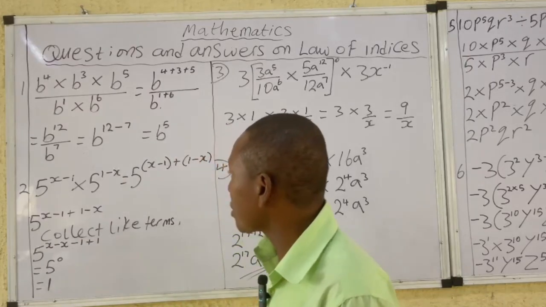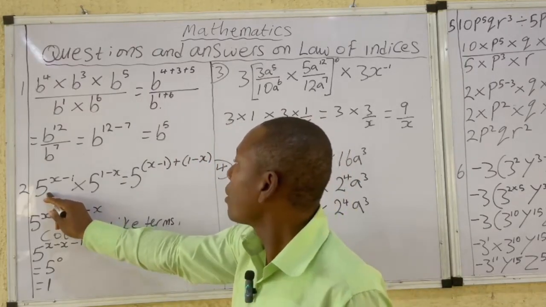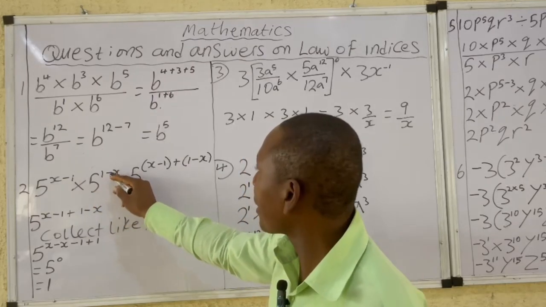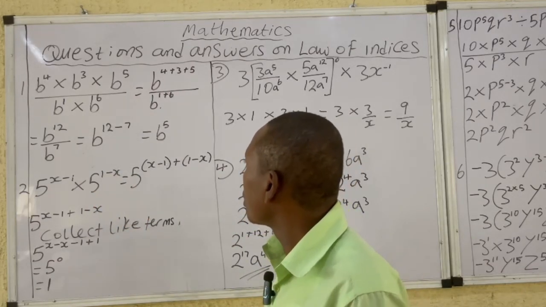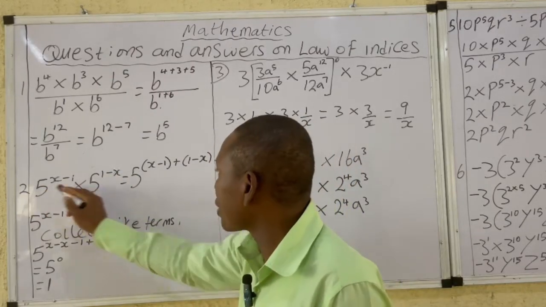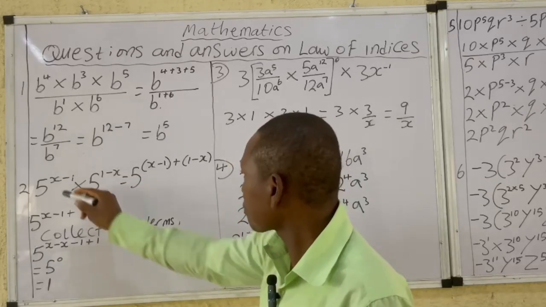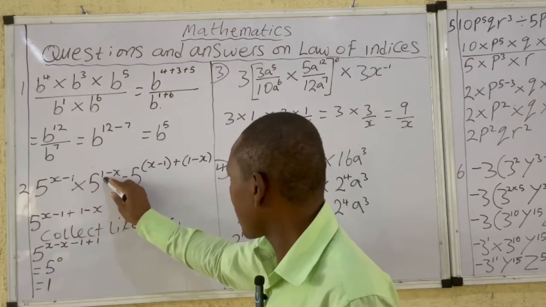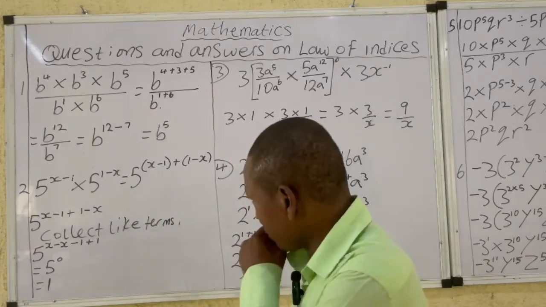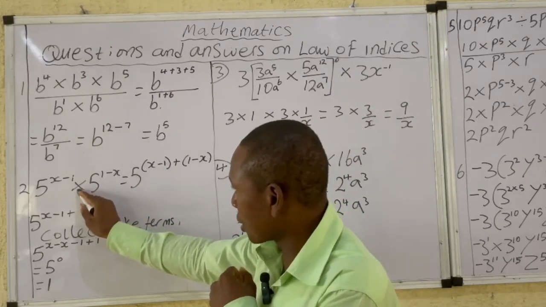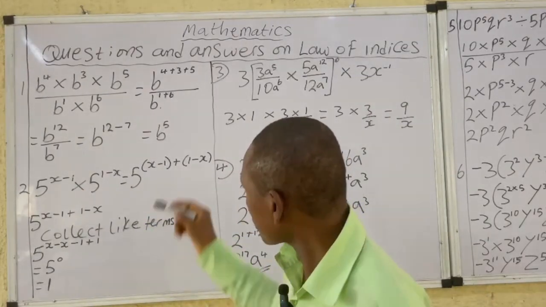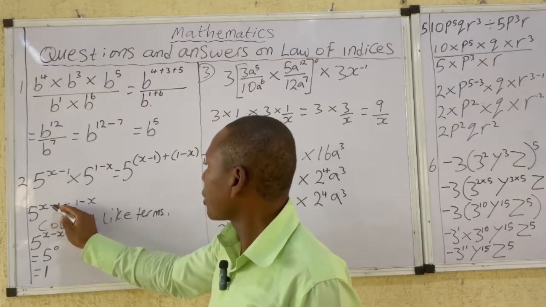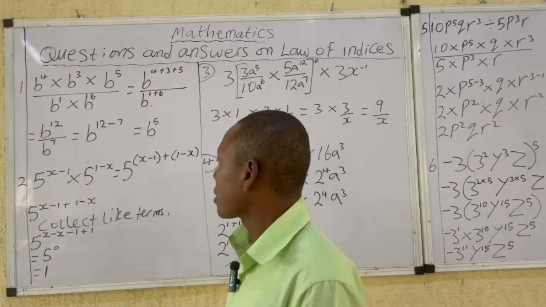The next question is also very easy. We have 5 raised to the power x minus 1 times 5 raised to the power 1 minus x. What do we do? Remember, both bases are the same. So I'll pick one, put x minus 1 here, plus 1 minus x. The plus is because this is multiplication. So let's add: I have 5 raised to the power x minus 1 plus 1 minus x.